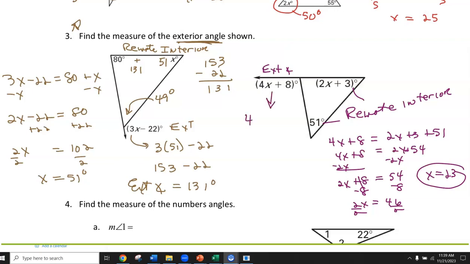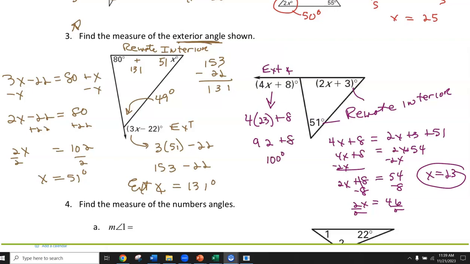Plug it in for your x. 4 times 23 plus 8. 4 times 3 is 12. Then the 2, carry the 1. 4 times 2 is 8, and 1 is 9. Plus 8 more gives me 100 degrees.